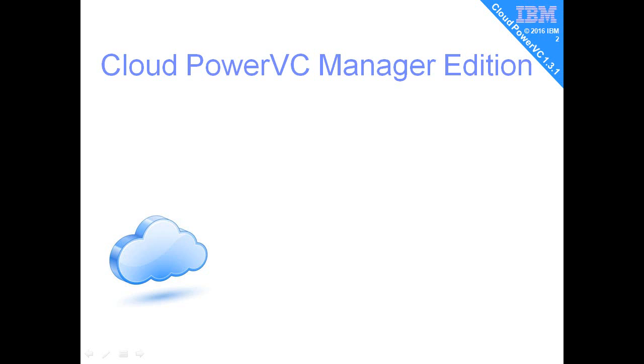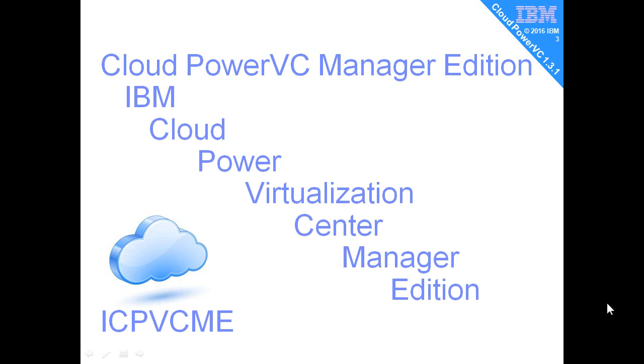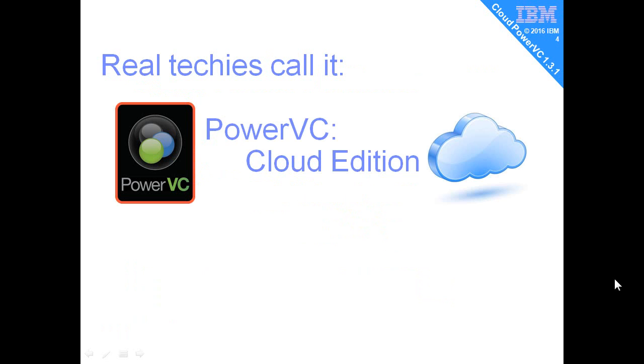Now, to give it its full title, it's the IBM Cloud Power Virtualization Center Manager Edition, a 7-letter abbreviation, quite a mouthful. And as an English person speaking in English, only 2 spelling mistakes. But what people are really calling it is the PowerVC Cloud Edition, or us techies are anyway.